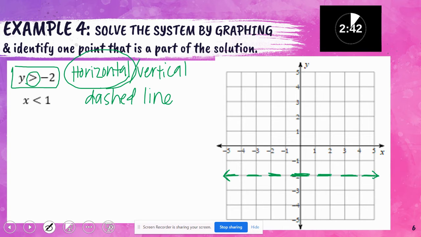And in order to shade, we need to find a y value that is larger than the y-intercept of our graph. And our y-intercept is -2. So let's find any y value on the y-axis that is larger than -2. So for example, 0. 0 is definitely bigger than -2. So we're going to shade in the direction that 0 is, which is above this horizontal line.